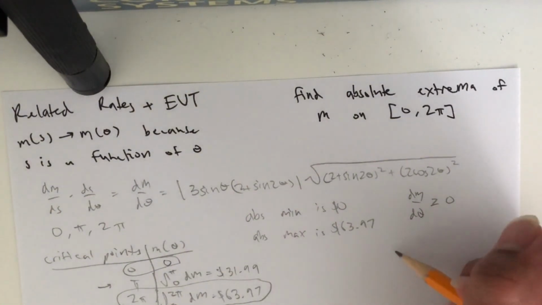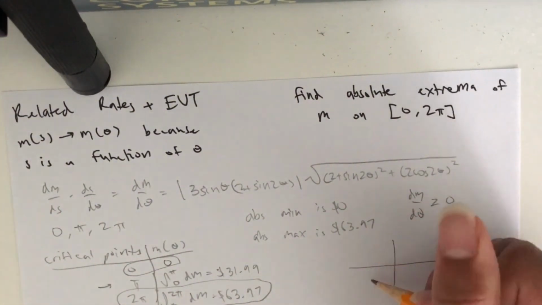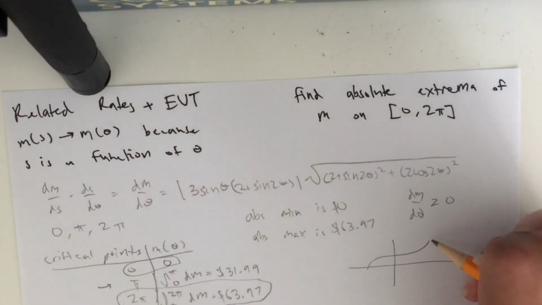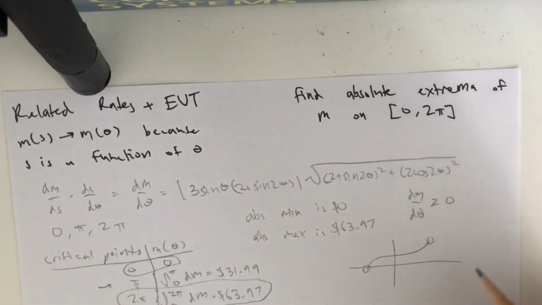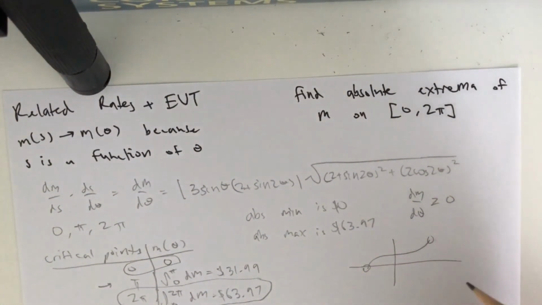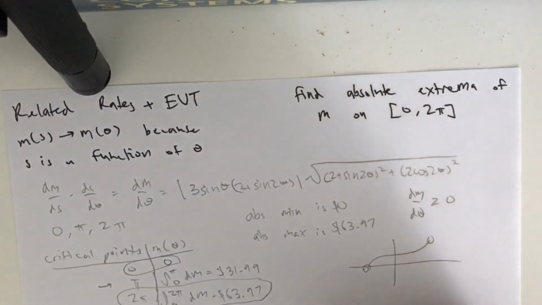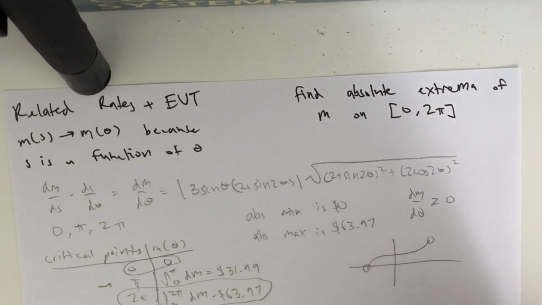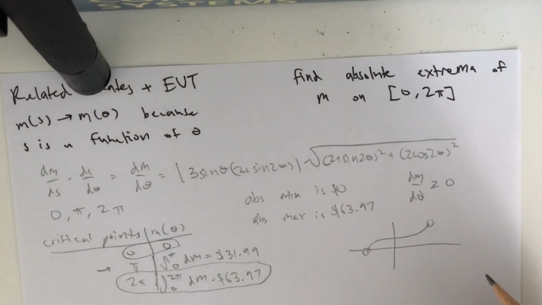Just taking a random monotonically increasing function, the absolute extrema of this are evidently the endpoints, with the absolute min being the lowest one and the absolute max being the highest one. This exactly relates to m of theta because the lowest endpoint is the min and the highest endpoint is the max. This same thing holds for any monotonic function where the endpoints are going to be the absolute extrema.